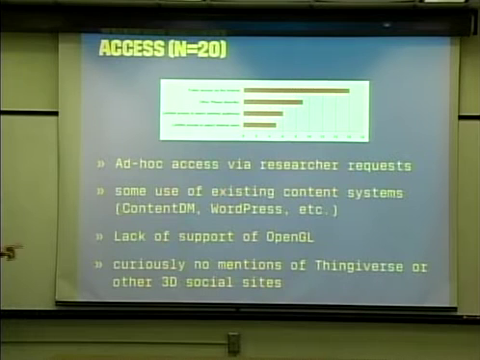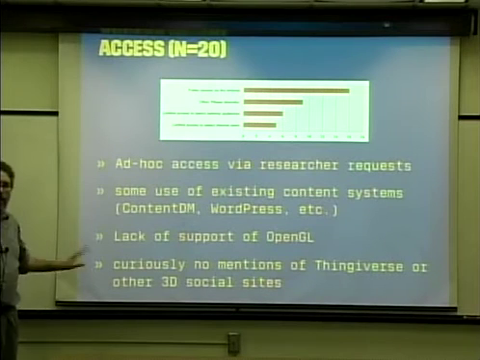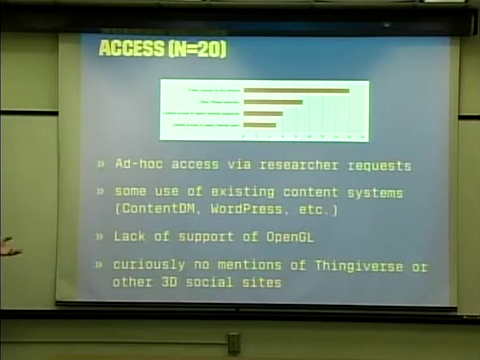Interestingly, nobody mentioned using something like Thingiverse. Thingiverse is a content management or social site, like Flickr is for two-dimensional images, that was developed by MakerBot, which is a manufacturer of one of the printers. So it's a place where you can go and put 3D models for people to download and use. Of course, this is not surprising in some ways because a lot of museums are very cagey about their intellectual property. And when you put things on Thingiverse, it's kind of out there and available to people.